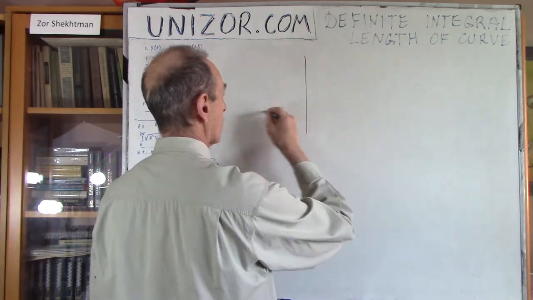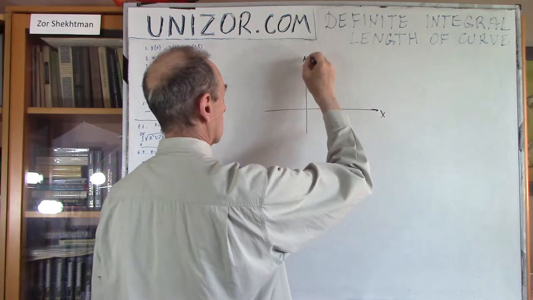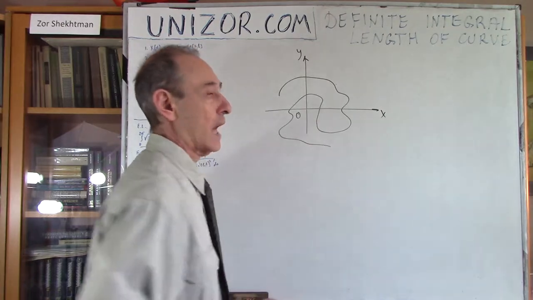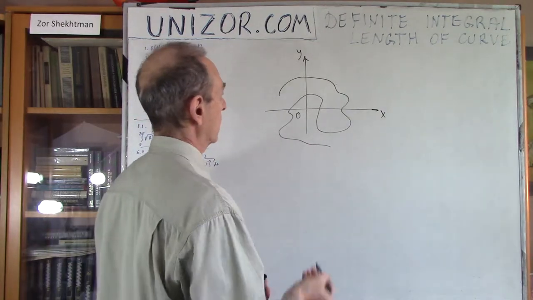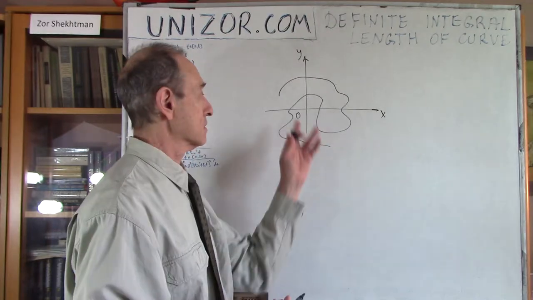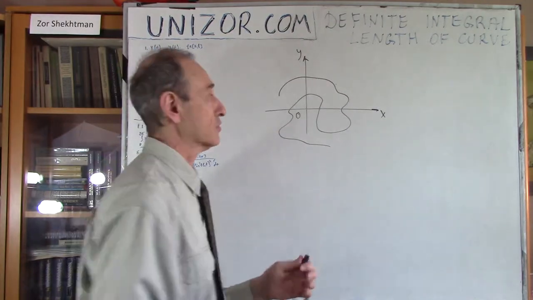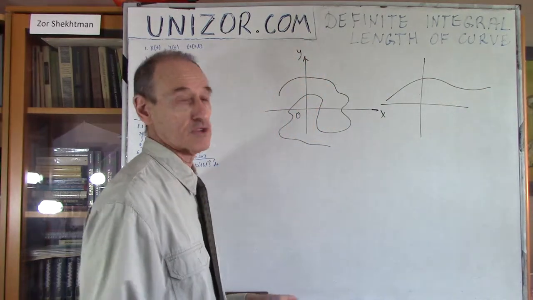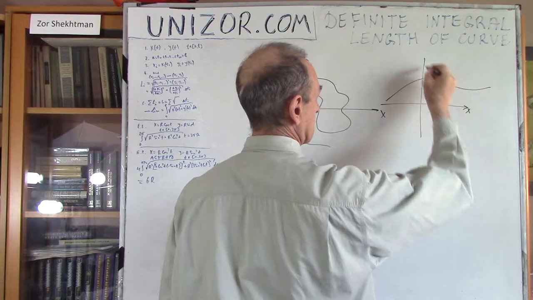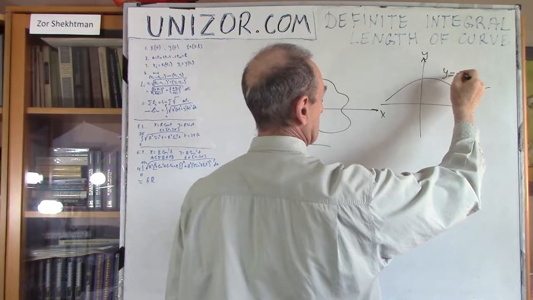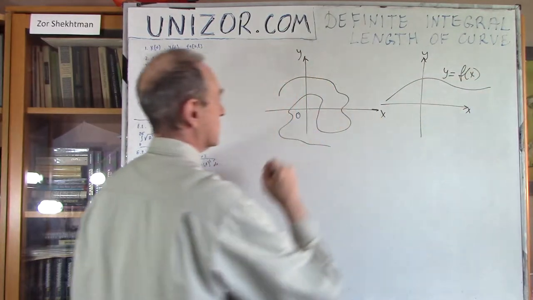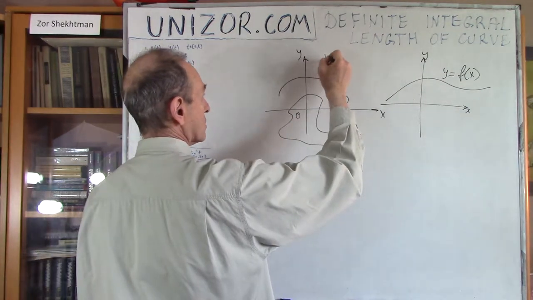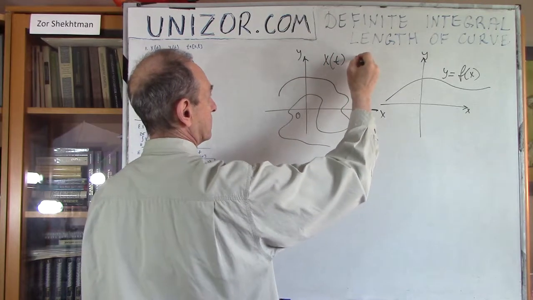So you have some kind of a coordinate plane, and you have some kind of a curve. How can we define it? Well, in this particular case, the curve like this cannot be defined as a function. Now, this curve can be defined as a function of x. Now, in this case, a much better way to represent the curve is through two functions, which depend on certain parameter.